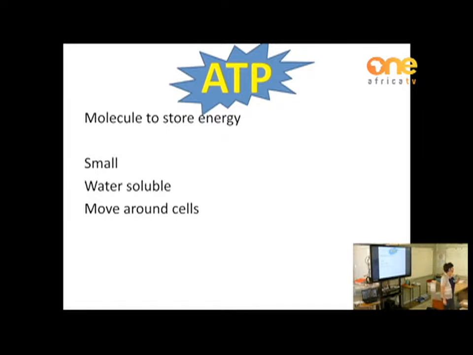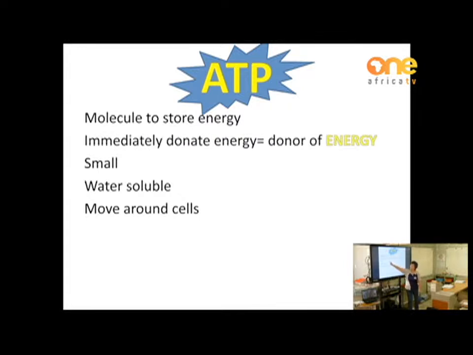Adenosine triphosphate. That is the molecule that will store the energy. It's a very small molecule. It is immediately ready to donate energy. So we say ATP is a donor of the energy. It is small and water-soluble, and that tells me it can be transported or circulated through my body in my blood plasma. Water-soluble, and it can move around the cells.